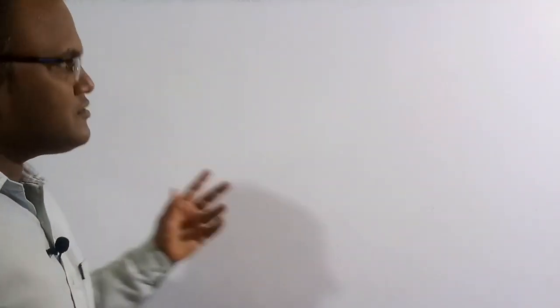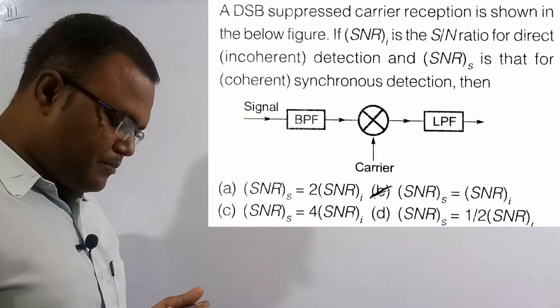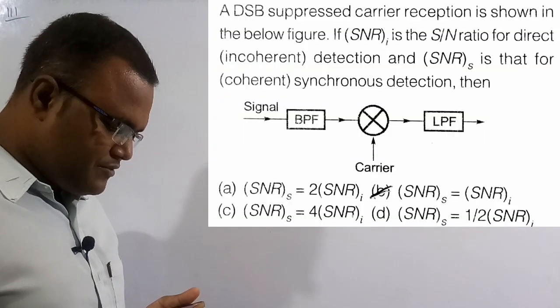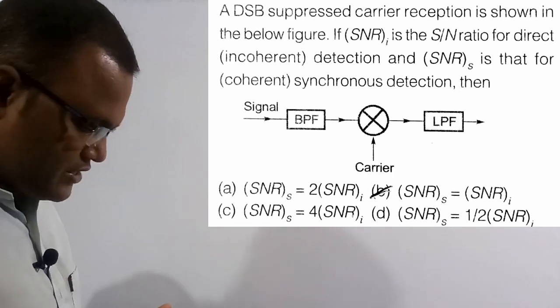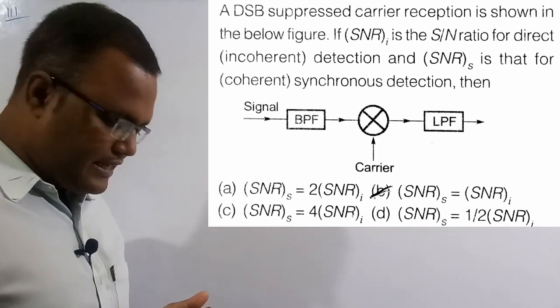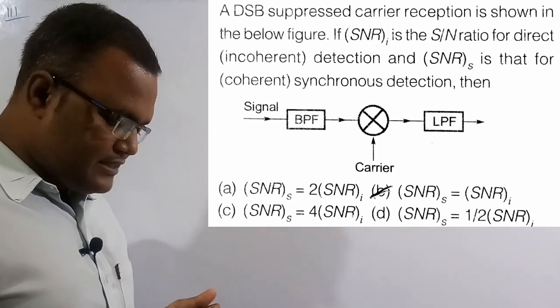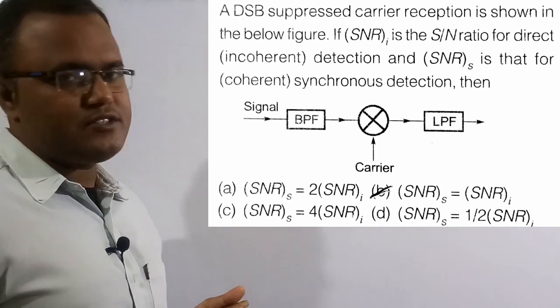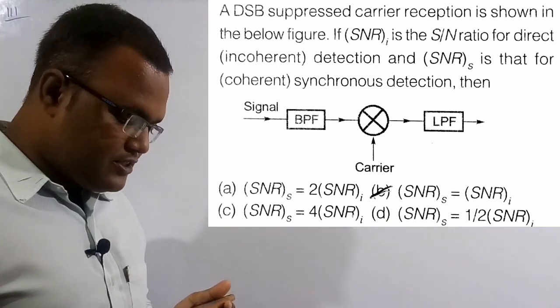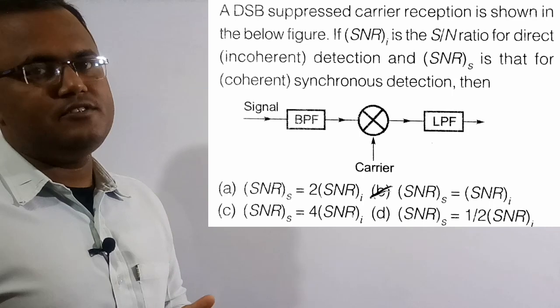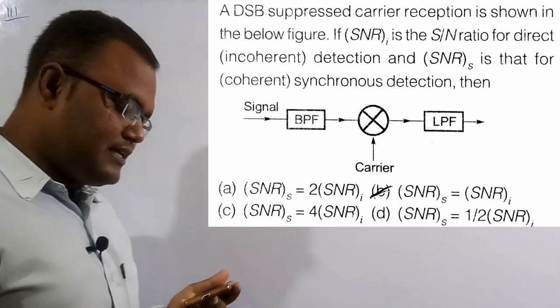So let's get started. Now we are going to solve the 111 question. See the question here. A DSB suppressed carrier reception is shown in the below figure. If SNRI is the signal to noise ratio for the direct incoherent detection and SNRS is the signal to noise ratio of the coherent synchronous detection, then what is the relation between the SNRI and SNRS?